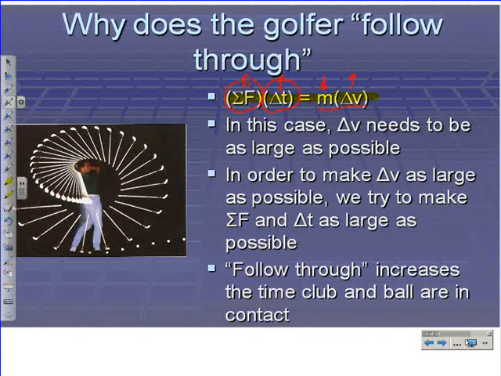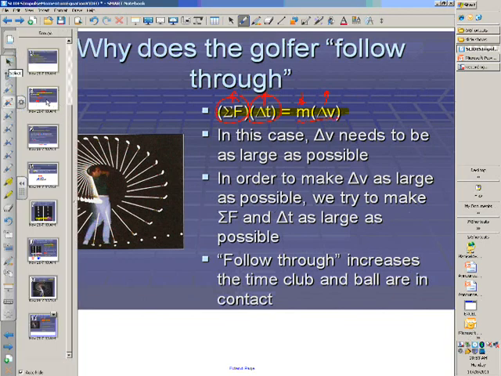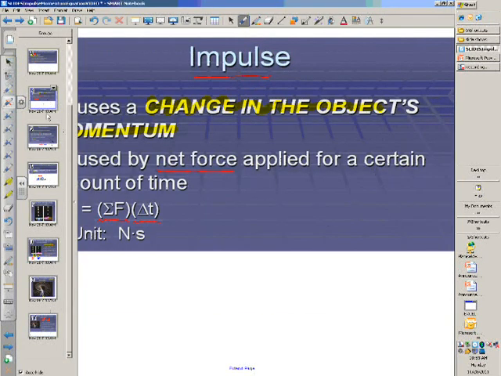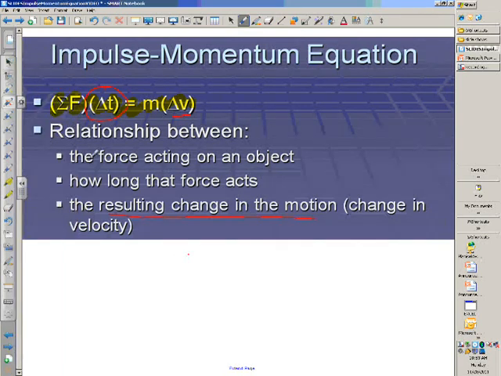Those are the big issues. That's the beginning part of the relationship between impulse and momentum. And once again, it all comes back to this equation, the impulse momentum equation, which relates the force. Now we're including a time factor and seeing what change in motion that ultimately causes.